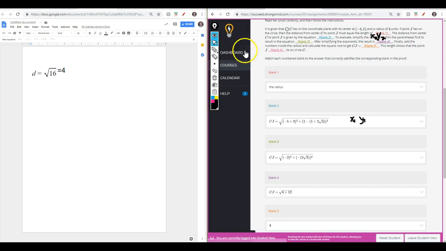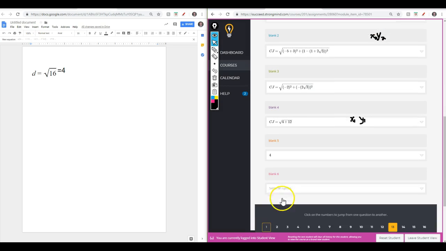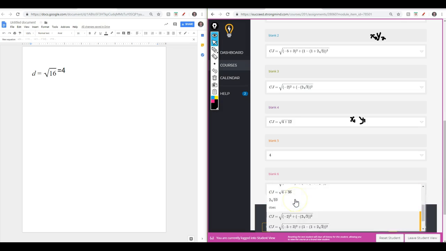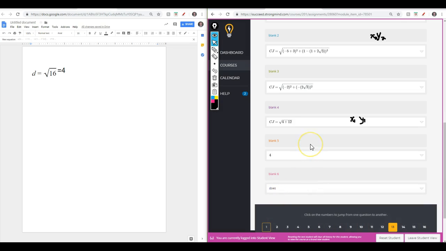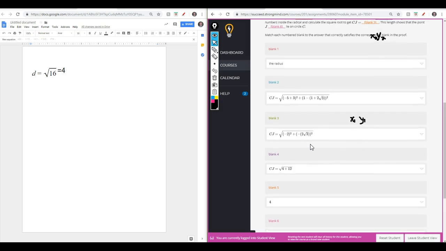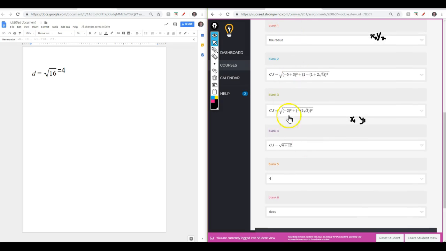So this length shows that the point J blank lie on circle C. So since it is the length of the radius, it does lie on the circle. So that is how I would go through and answer this question.